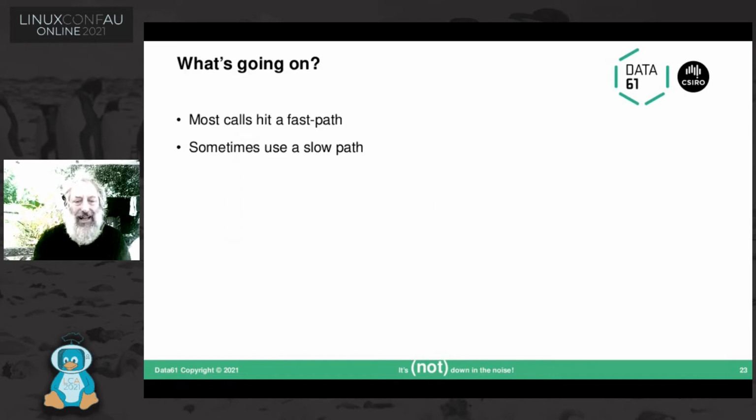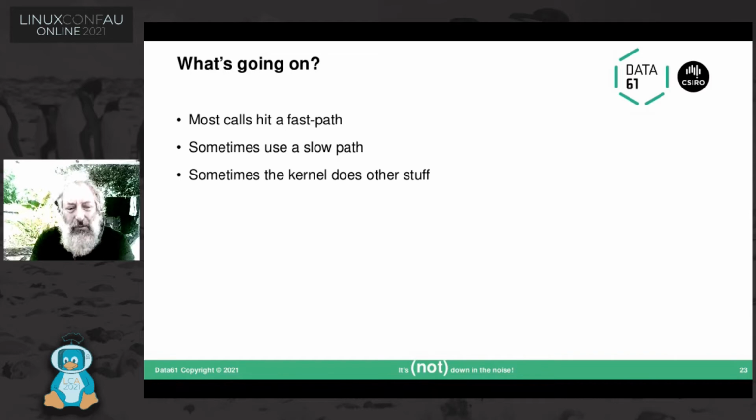What's going on here? Well, this is a very, very common situation in kernel code. Most of the calls hit a fast path, but sometimes it uses a slow path. And sometimes the kernel does other stuff. The other stuff is noise, but whether it hits a fast path or a slow path is part of your measurement. The other stuff that you're doing there, the noise, will tend to cancel out in the U-test. But the change from using fast path to slow path is going to be the thing that the U-test measures.